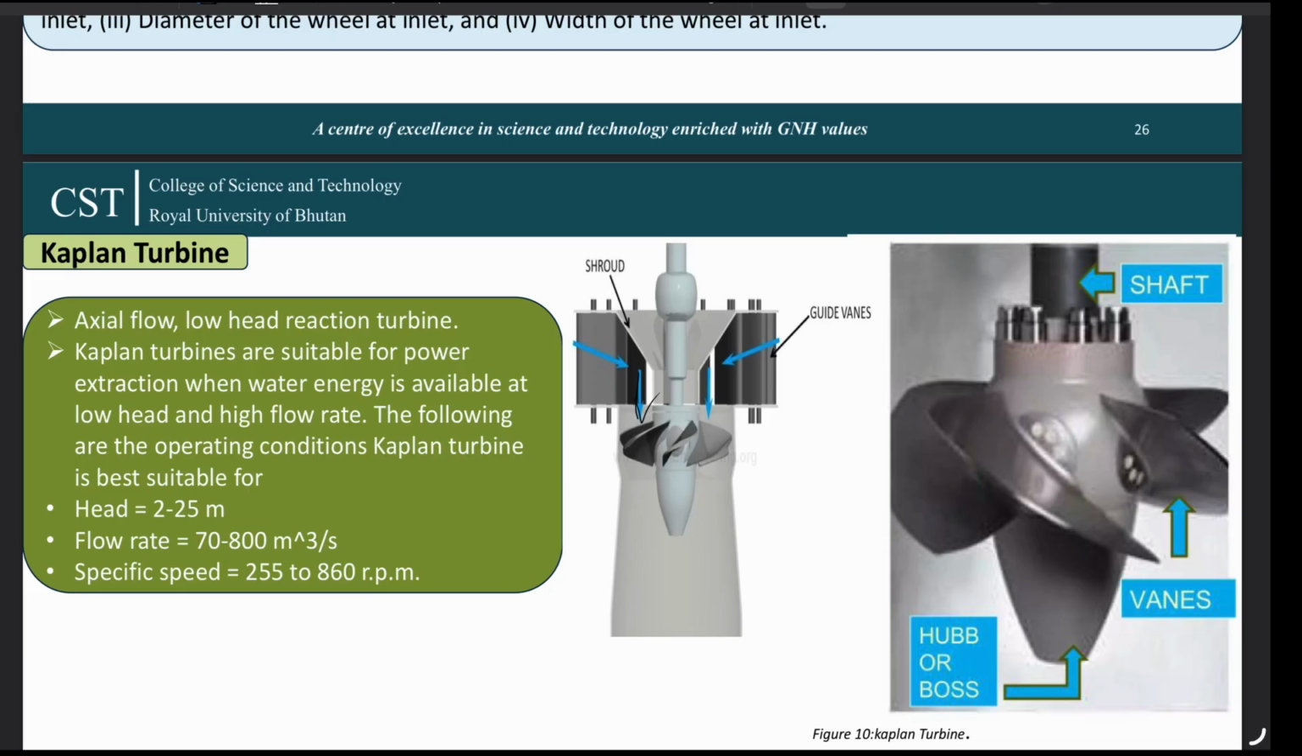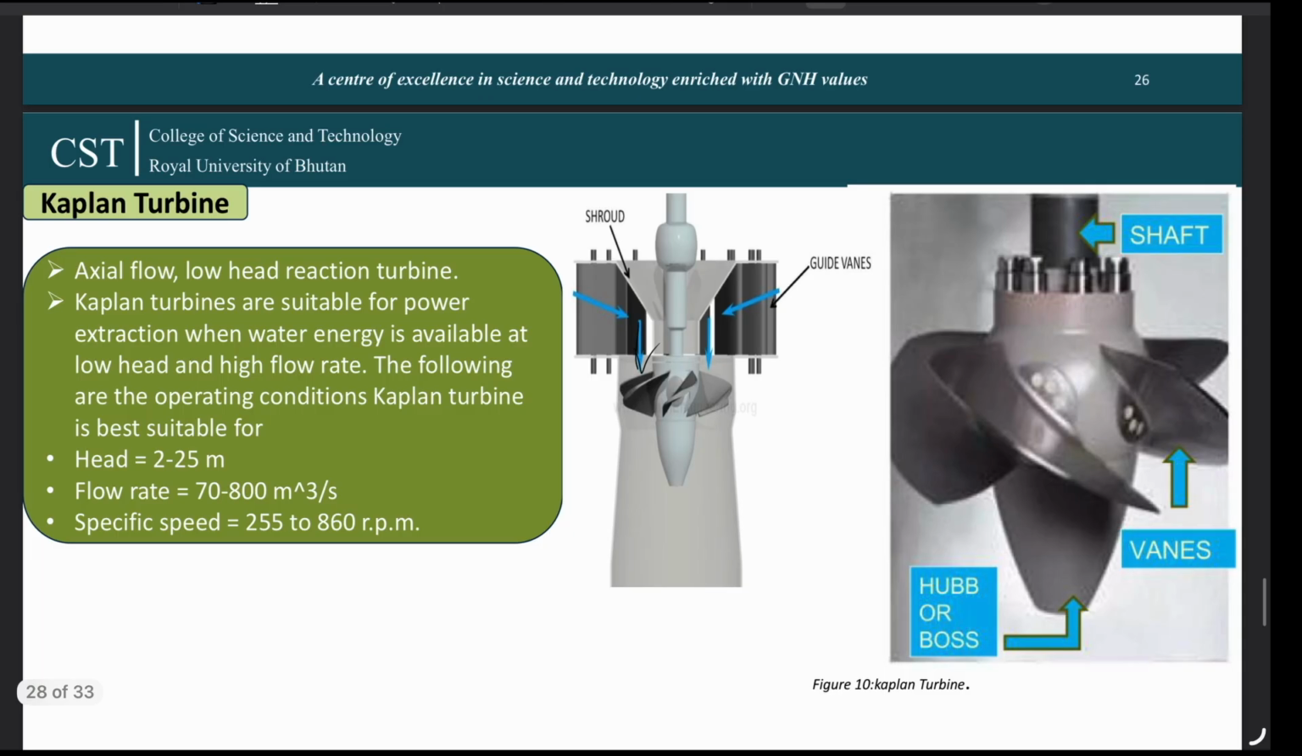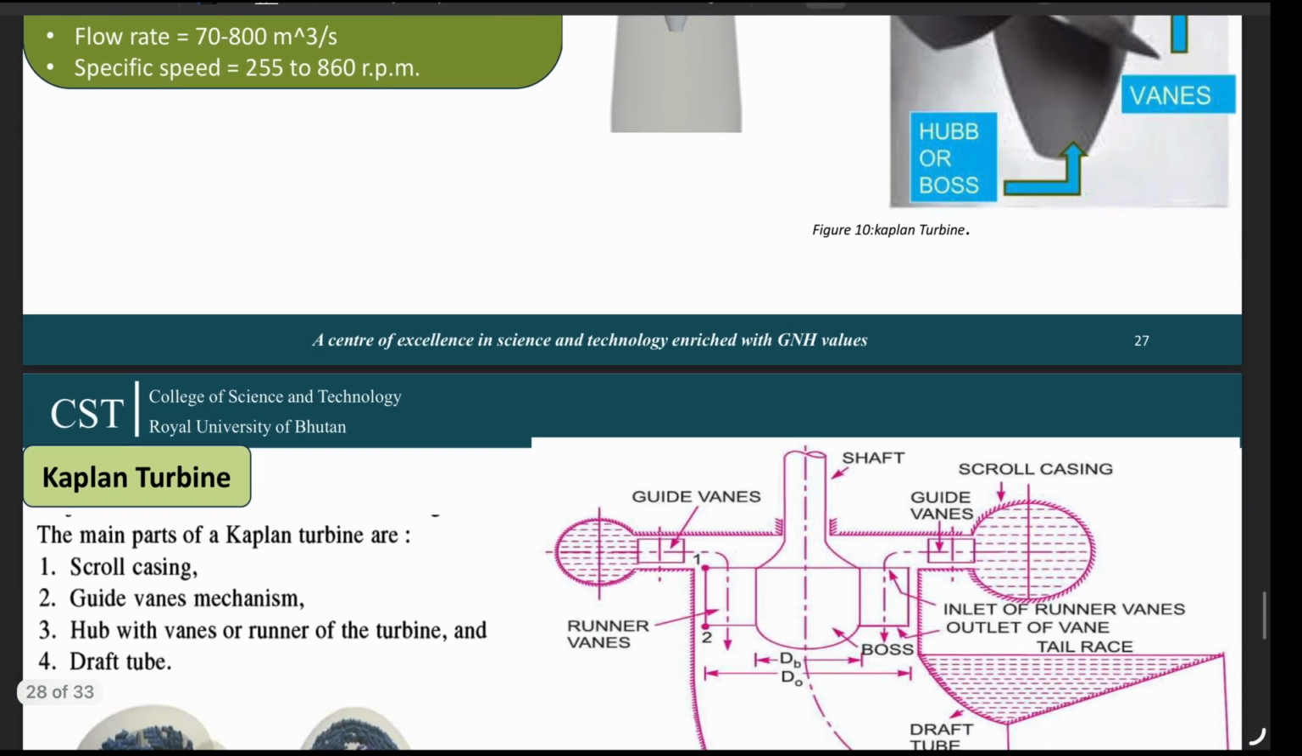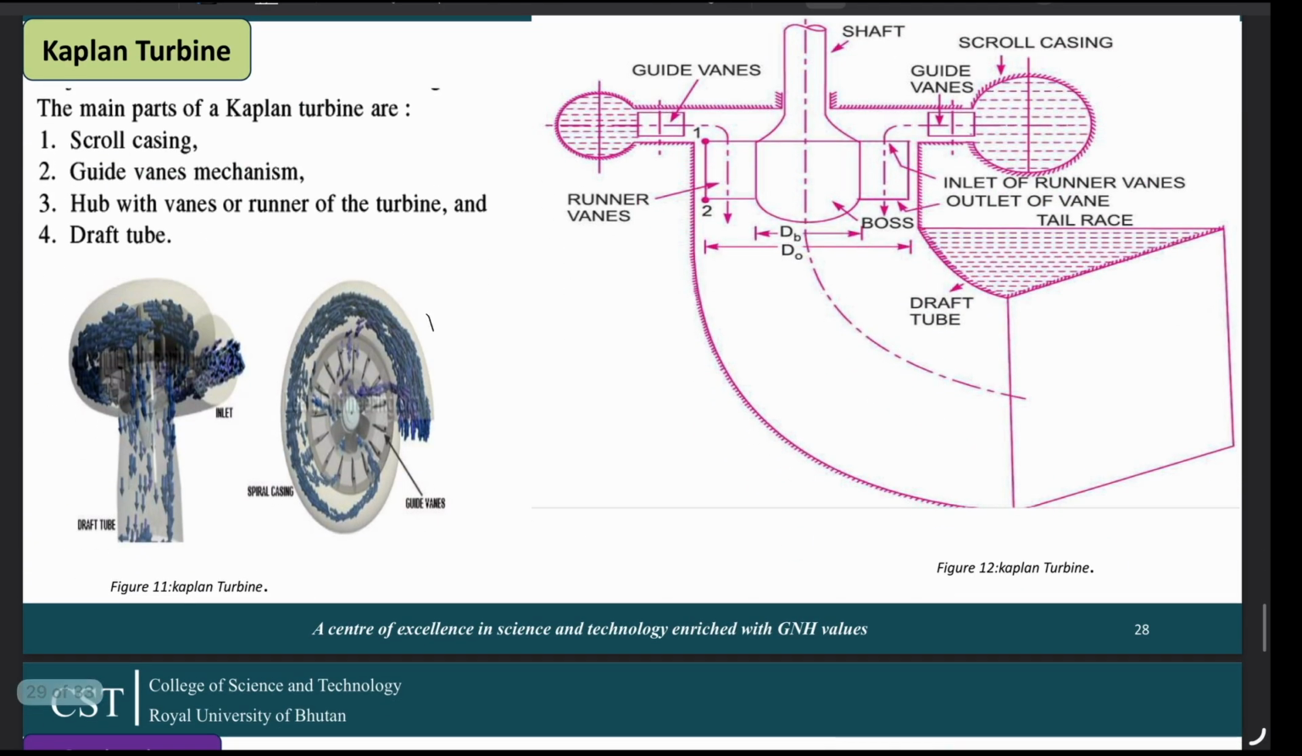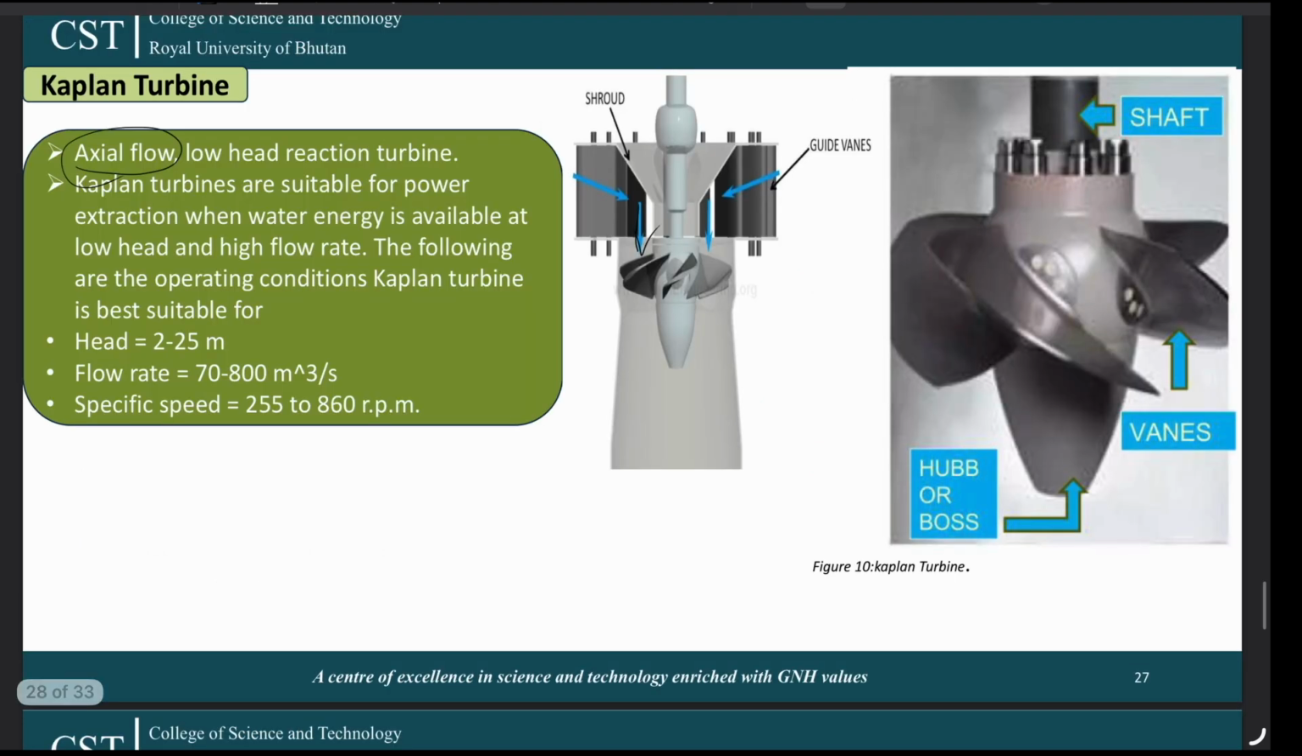The next type of turbine we will be studying will be the Kaplan turbine. This is another type of reaction turbine which is applicable for low head, and unlike the Francis turbine, this Kaplan turbine will have an axial flow. When it takes the water from the casing, it will be taken in a manner similar to that of the Francis turbine, and then it will be taken out through the draft tube, similar to the Francis turbine.